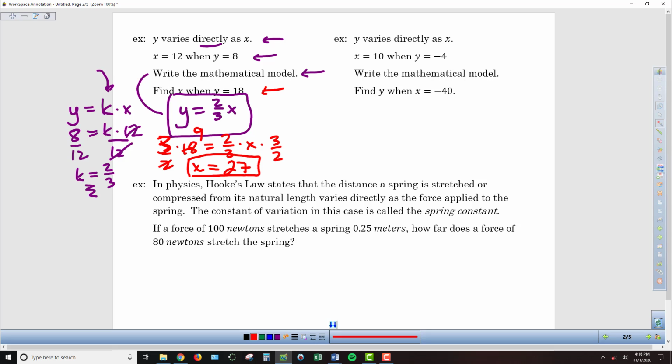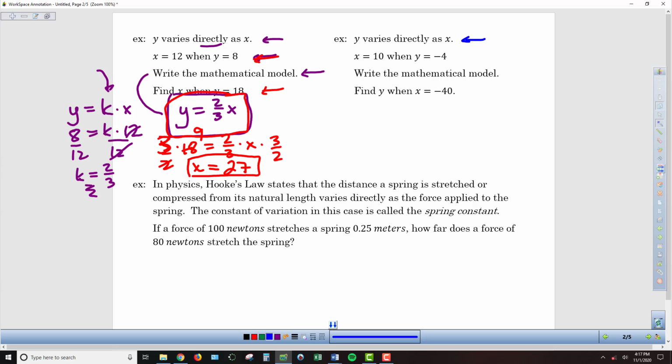So we found the model by using the relationship between the variables as being direct, and then knowing one set of values for which this relationship is valid. Use that to find the constant of variation. That gives us our model equation, which we can then use to solve for another missing value. So the second example is very much the same thing.